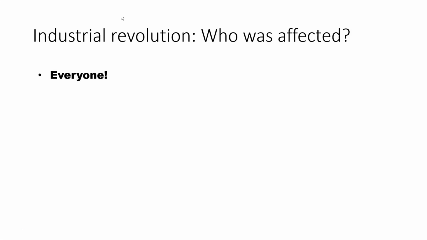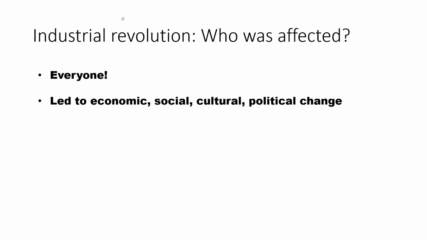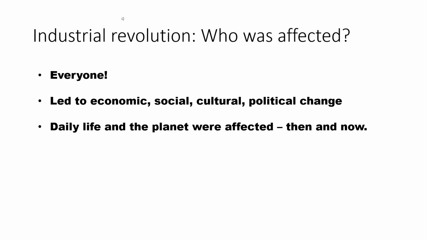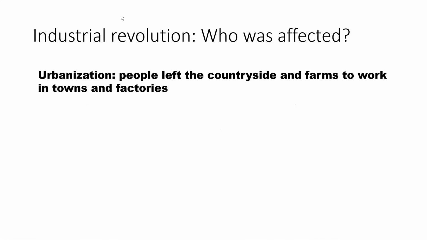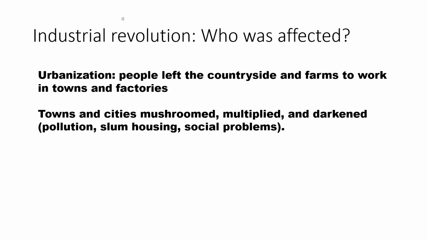So who did this affect? Everyone. It led to economic, social, cultural, and political change. Daily life and the planet were affected, then and now. It led to a process of urbanization. So people left the countryside and farms to work in the new, smoky towns and factories. Very unsafe factories. Towns and cities mushroomed, multiplied, and darkened, bringing on even greater pollution, slum housing, and social problems.